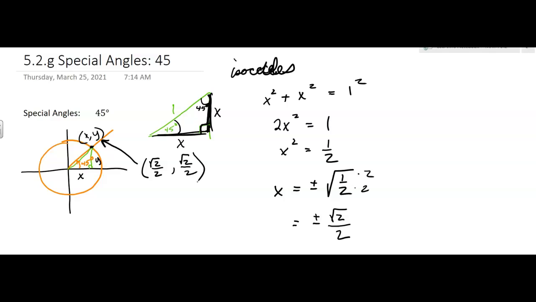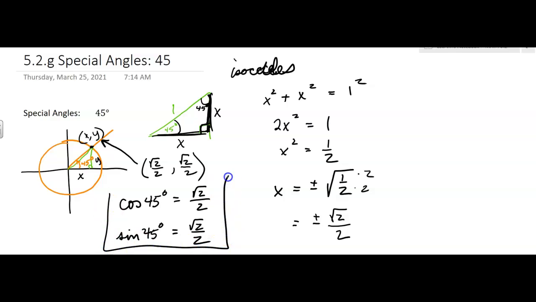So what does that mean in terms of sine and cosine? Well, the cosine of 45 degrees is the square root of 2 over 2, and the sine of 45 degrees is the square root of 2 over 2. These are exact values, and we're going to use them a lot. So cosine 45, square root of 2 over 2; sine 45, square root of 2 over 2.